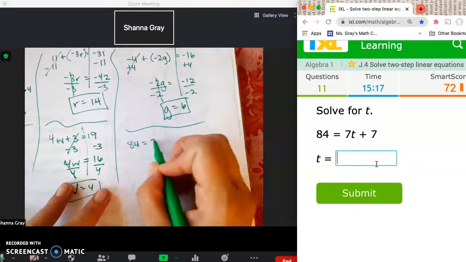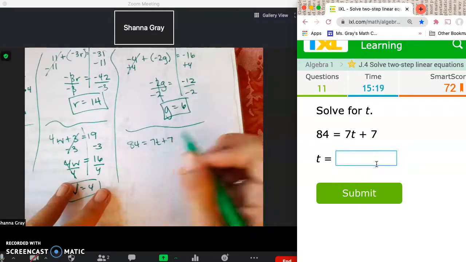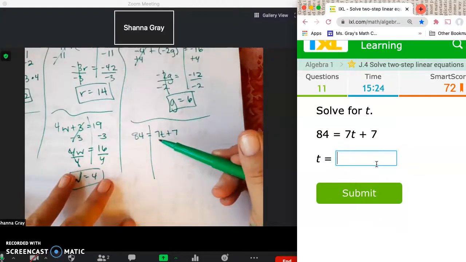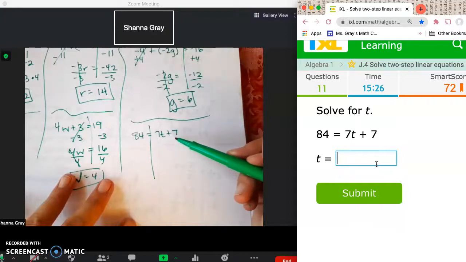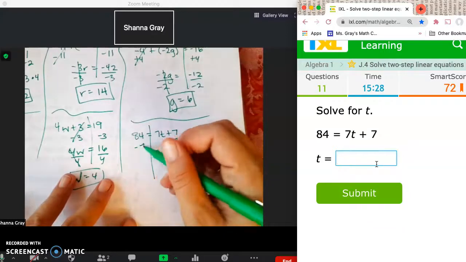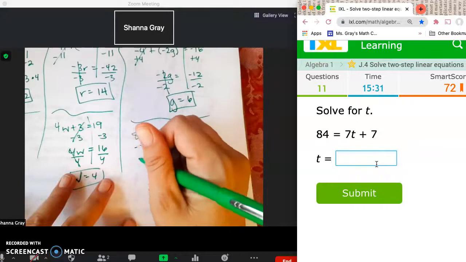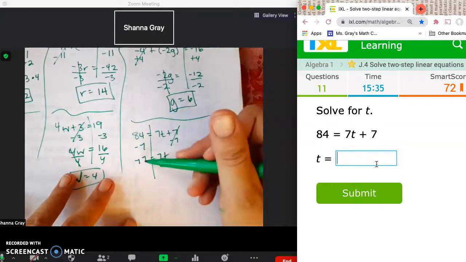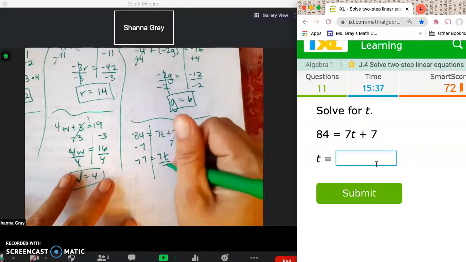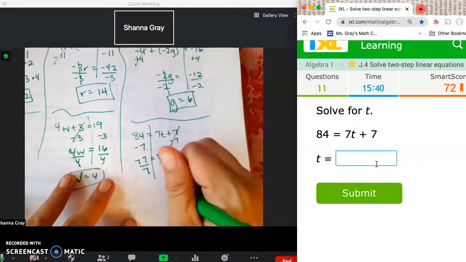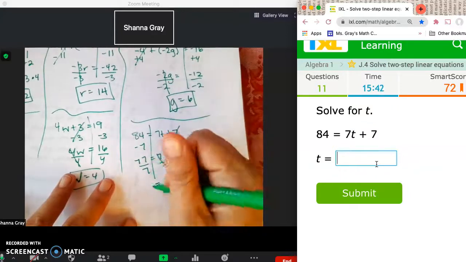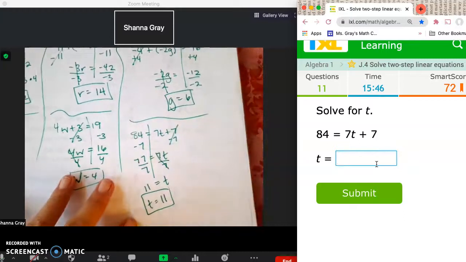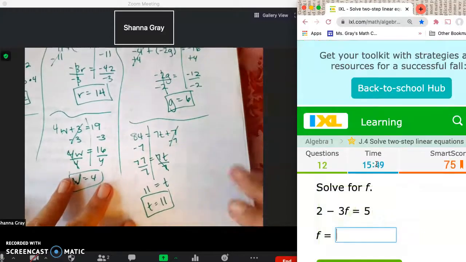84 equals 7t plus 7. So t is on this side. 7 here is right next to it, so I'm going to subtract this 7 to get rid of it from both sides. And so I end up with 77 equals 7 times t. So I'm going to divide out the 7 here. And I end up with t equals 77 divided by 7, which is 11. So t equals 11.